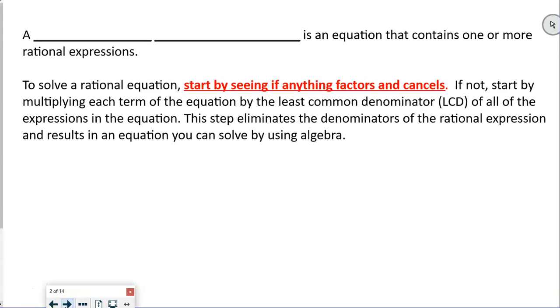So this first statement here is a rational equation. It is an equation that contains one or more rational expressions. So we're going to write rational equation here in the blank.